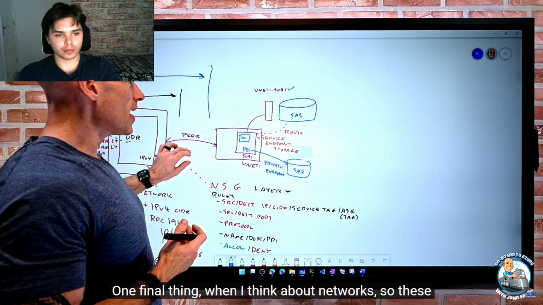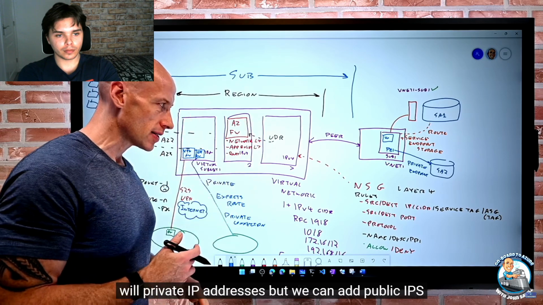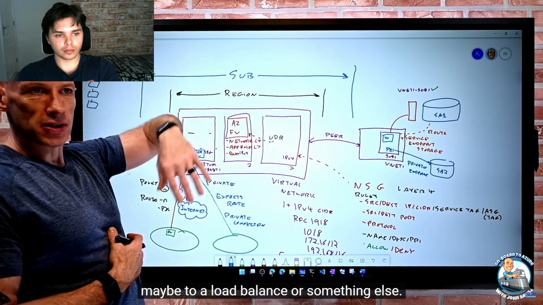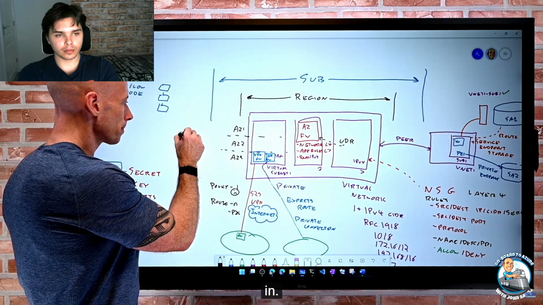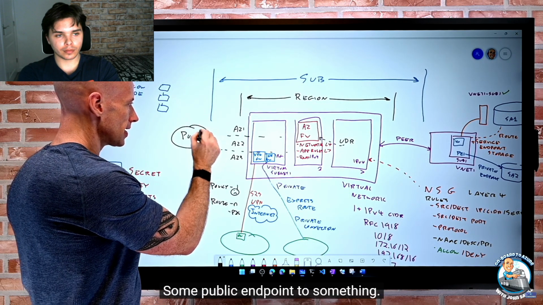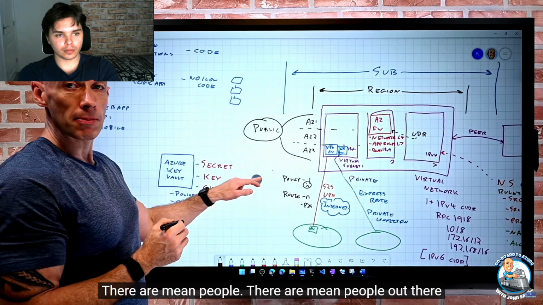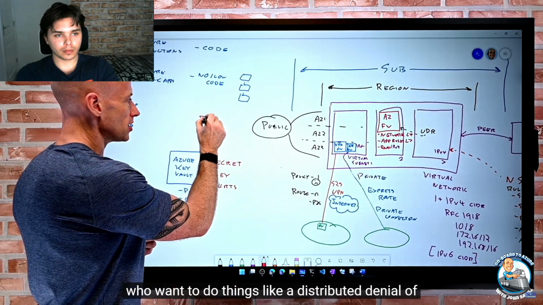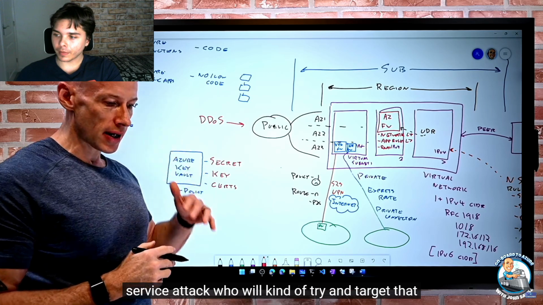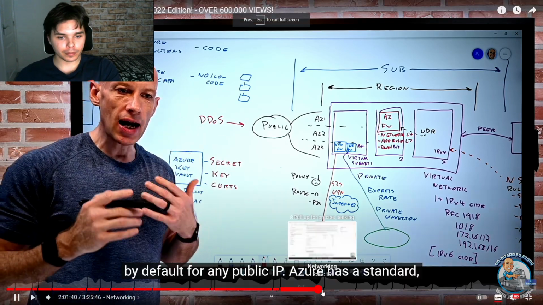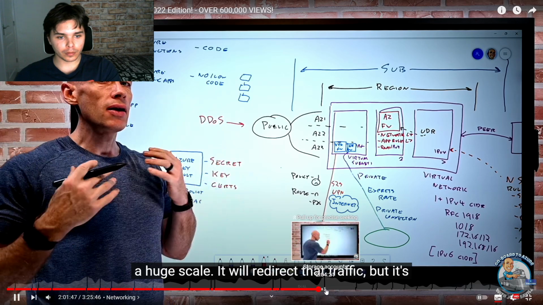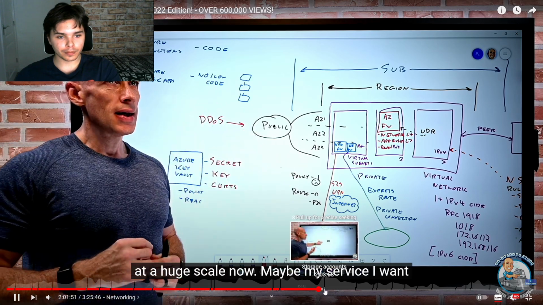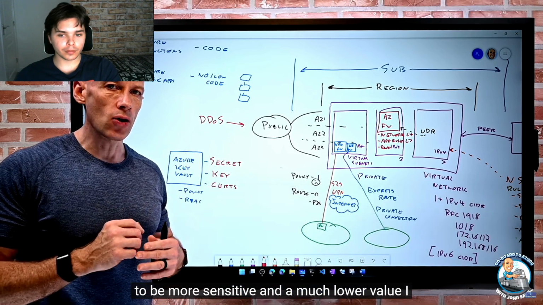One final thing when I think about networks: these are all private IP addresses, but we can add public IPs, maybe to a load balancer or something else. As soon as we add any kind of public way in, some public endpoint to something, there are mean people out there who want to do things like a distributed denial of service attack, who can try and target that. By default, for any public IP, Azure has a basic distributed denial of service offering. At a huge scale, it will redirect that traffic, but it's at a huge scale. Now, maybe for my service, I want to be more sensitive, and at a much lower value, I want it to start working.